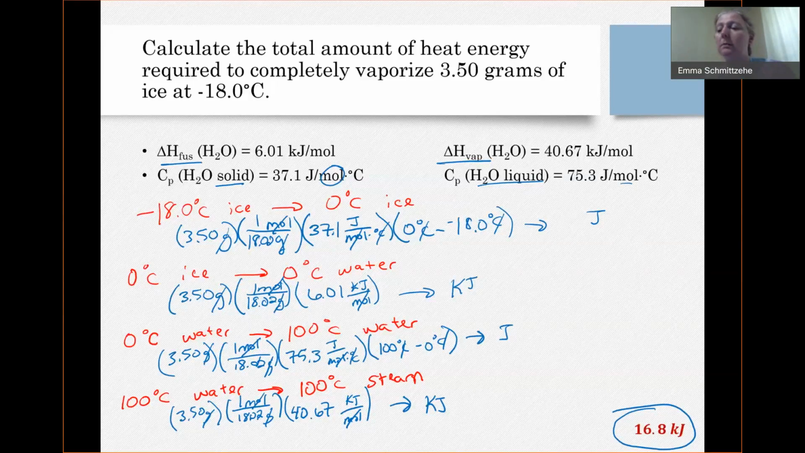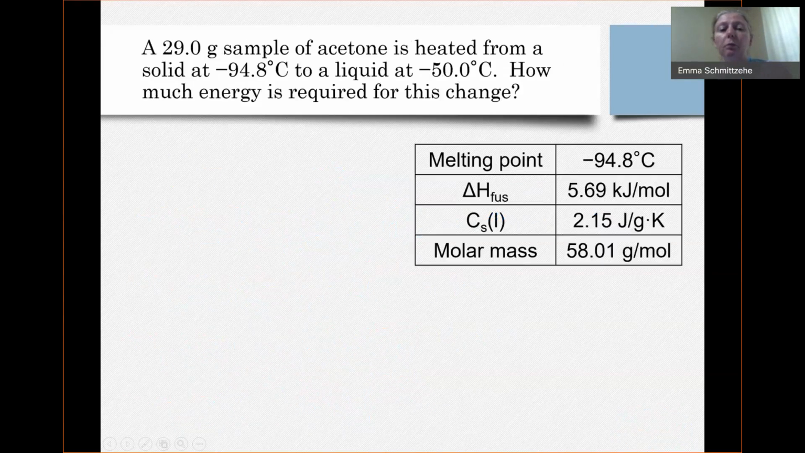Now let's set up at least one more. This next one, I've got a 29 gram sample of acetone, and it's heated from a solid at negative 94.8 degrees C to a liquid at negative 50 degrees C, and I want to know how much energy is required for this change. This one's a little different in that I have a different sample, right? I have acetone instead of water.